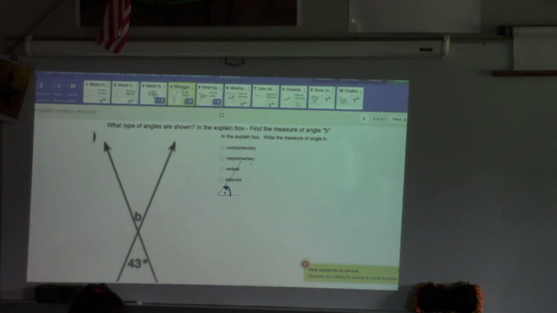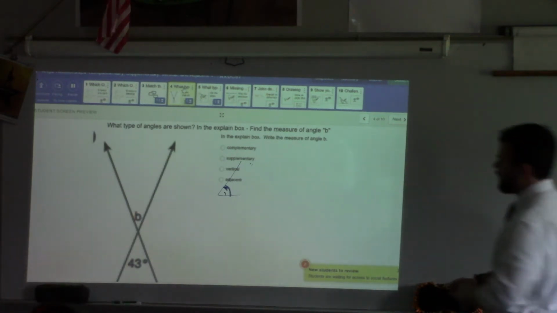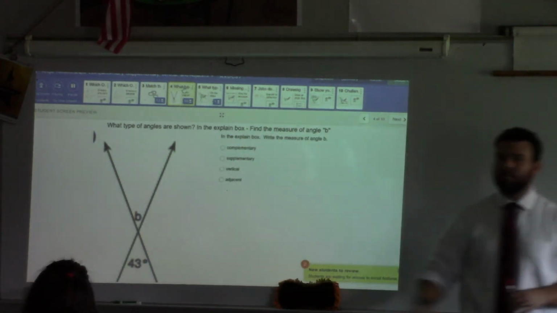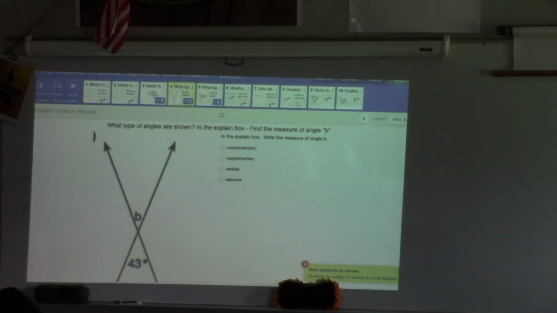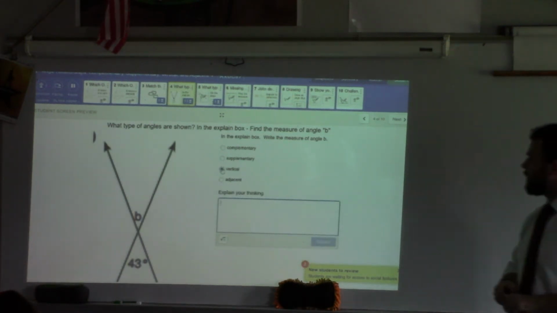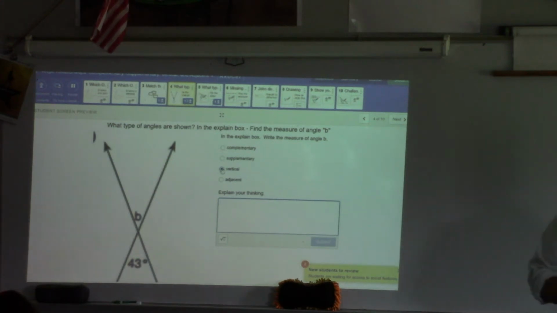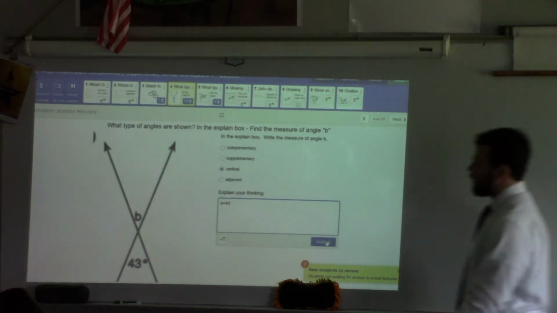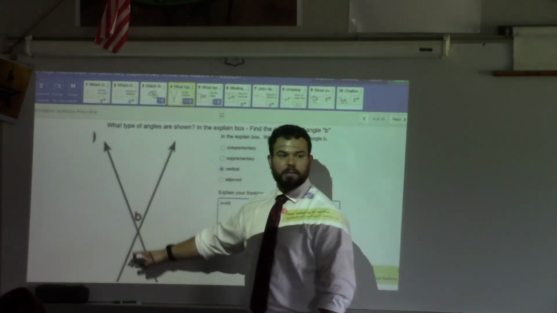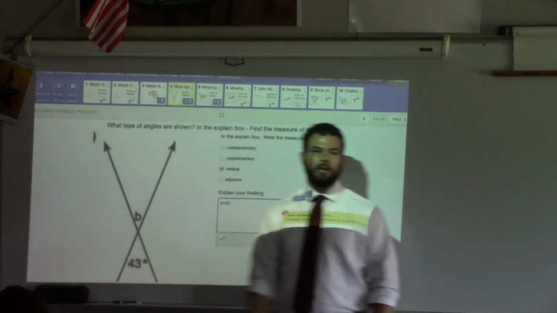So what type of angles are shown? Vertical. They're vertical angles. Anybody disagree with that? No? Cool. So Josh, what do you think the measure of angle B is? 43? Does anybody want to disagree, or are we all in agreement on that? Okay. We all agree? Okay. London, why is this 43? Because it's the same size, but on opposite sides. Okay. Notice how those angles are the same, just on opposite sides. We good with that detail?